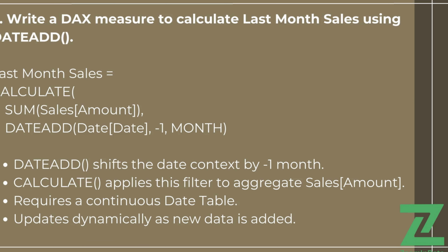Sixth question. Write a DAX measure to calculate last month sales using date add. Last month sales is equal to calculate sum of sales, amount, date add, date, -1, month. Date add shifts the date context by -1 month. Calculate applies this filter to aggregate sales, amount, requires a continuous date table, updates dynamically as new data is added.